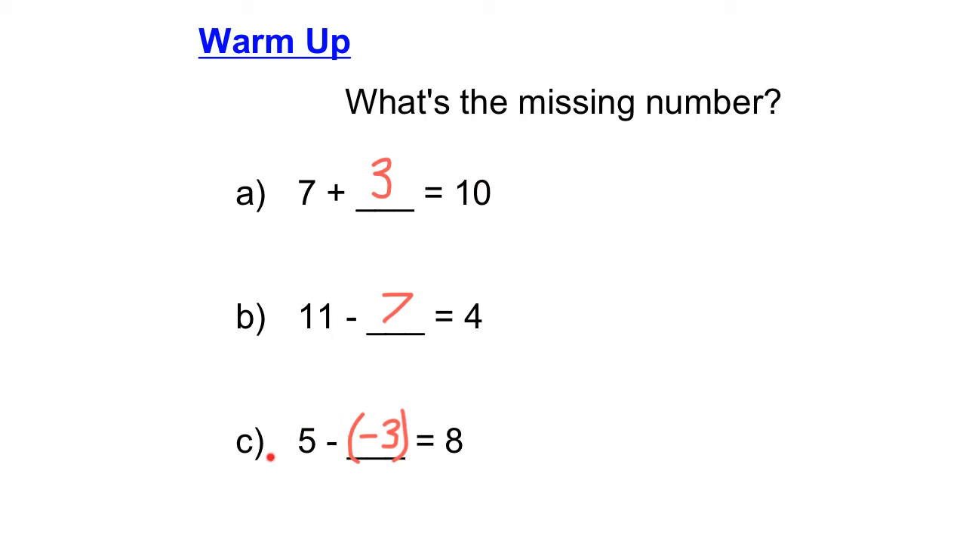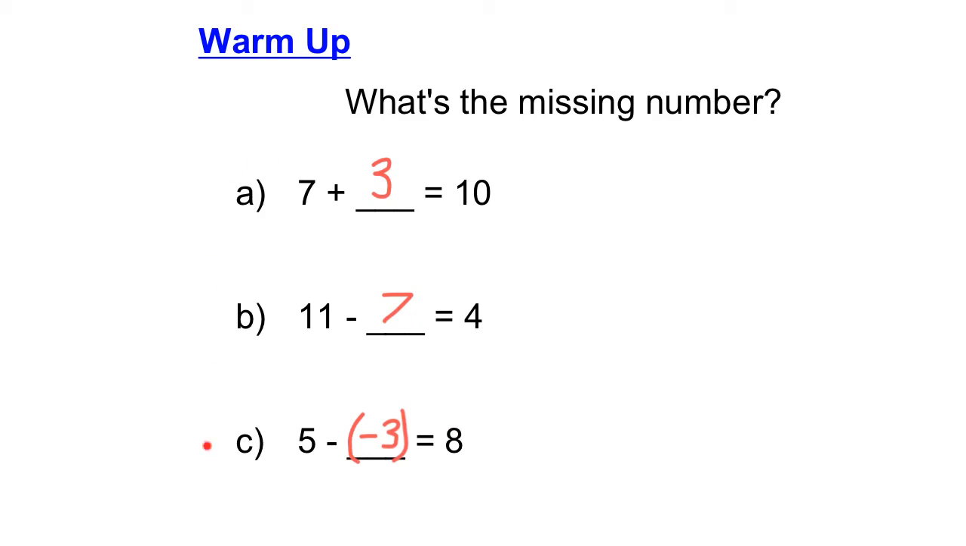You might have had some trouble with the last one because you might have been thinking, well, 5 minus something gets me 8. That's bigger than 5. That doesn't make any sense. But just remember, if you subtract a negative, that simplifies to adding. So 5 minus negative 3 is the same as 5 plus 3, which is 8.